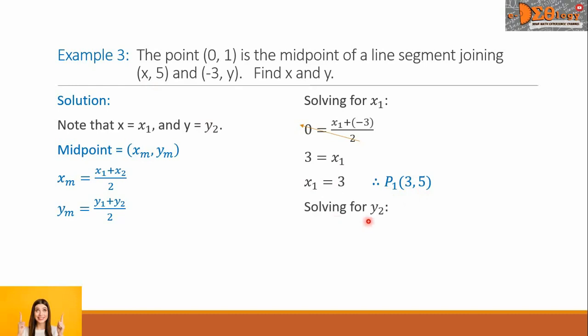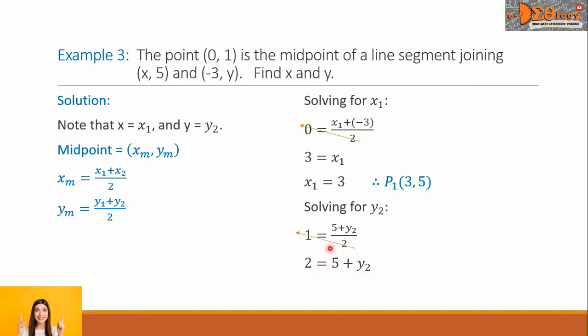Now let us solve for y sub 2. Let us use this formula and do the proper substitution. Our y sub m is given in the problem as 1. This is equal to y sub 1 is 5 plus the y sub 2 all over 2. Let us cross multiply the denominator 2 on the left side. So 2 times 1 is 2 and this is equal to 5 plus y sub 2.